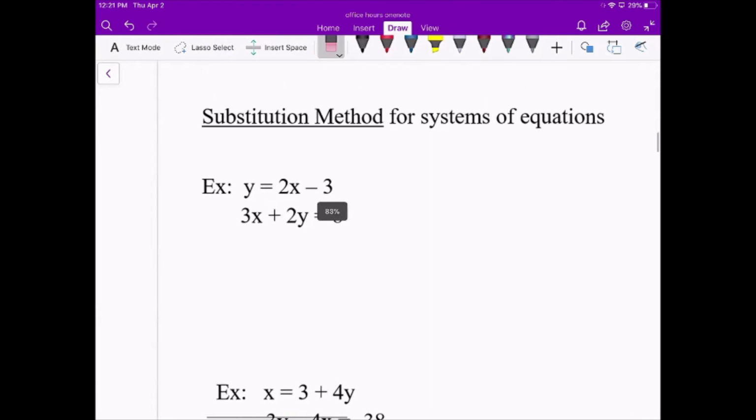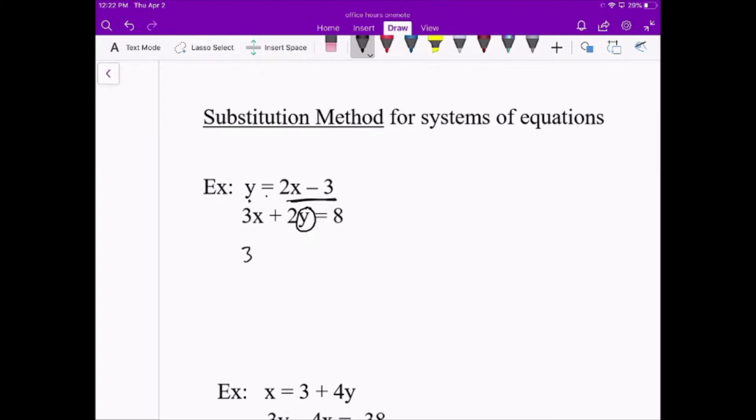One method for solving a system of equations is called the substitution method. This first equation here that we're looking at says y is the same thing as 2x minus 3. That's what the equals means. So if I wanted to, I could go to the second equation and replace that y with 2x minus 3, and that's exactly what I'm going to do.